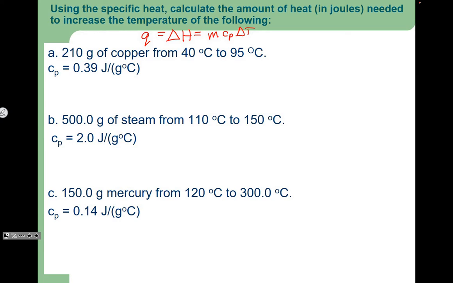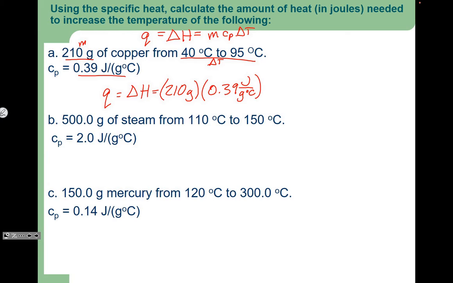This is really straightforward. She's not going to trick you in any way on this one, okay? So you just need to read it. Oh, here's mass. Here's where I'm going to get my delta T. And here's my Cp. So I plug in. And I just use Q instead of delta H. You can use both. I'll put both. So I'm going to take my mass, 210 grams, times my specific heat, 0.39 joules per gram degrees Celsius, times my change in temperature, 95 to 40 degrees Celsius, and I just plug it through my calculator, making sure everything that I need to cancels out.